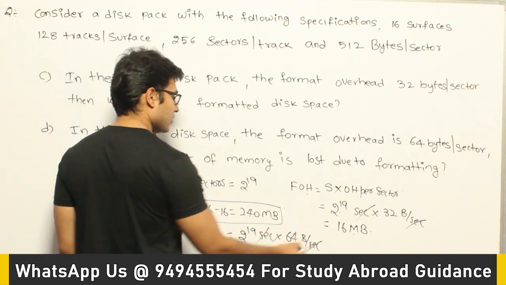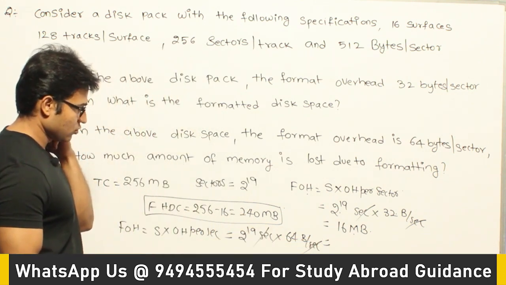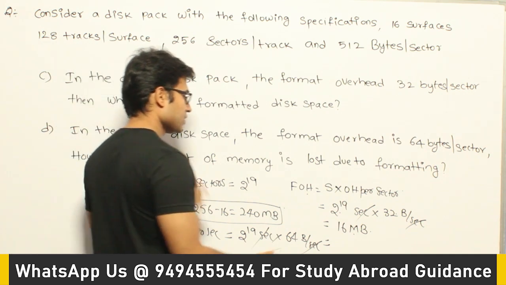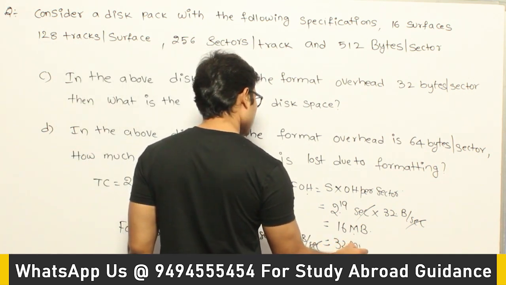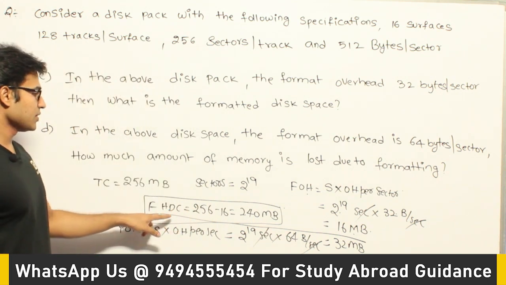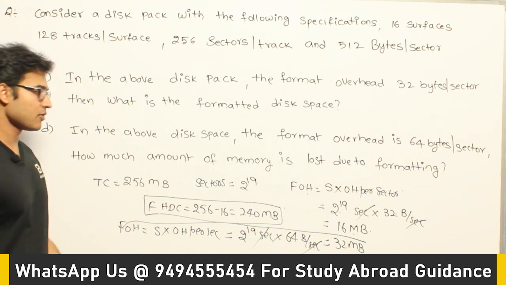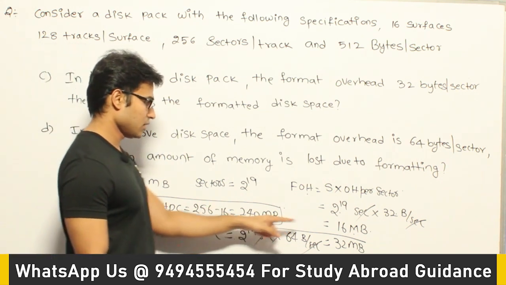So you are going to cancel it out. Now you are going to get 2 power 13 into 2 power 6, which means 2 power 25. 2 power 25 is nothing but 32 MB. So 32 MB is the space wasted. In the previous question they asked how much space is remaining after formatting, and here how much space is wasted because of formatting. So these are the answers, 240 and 32.